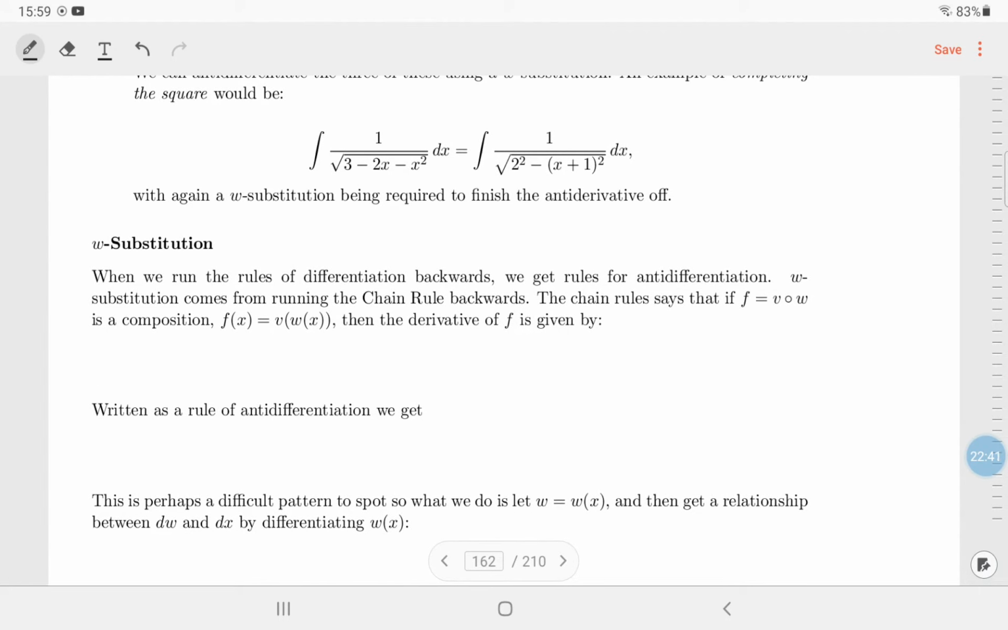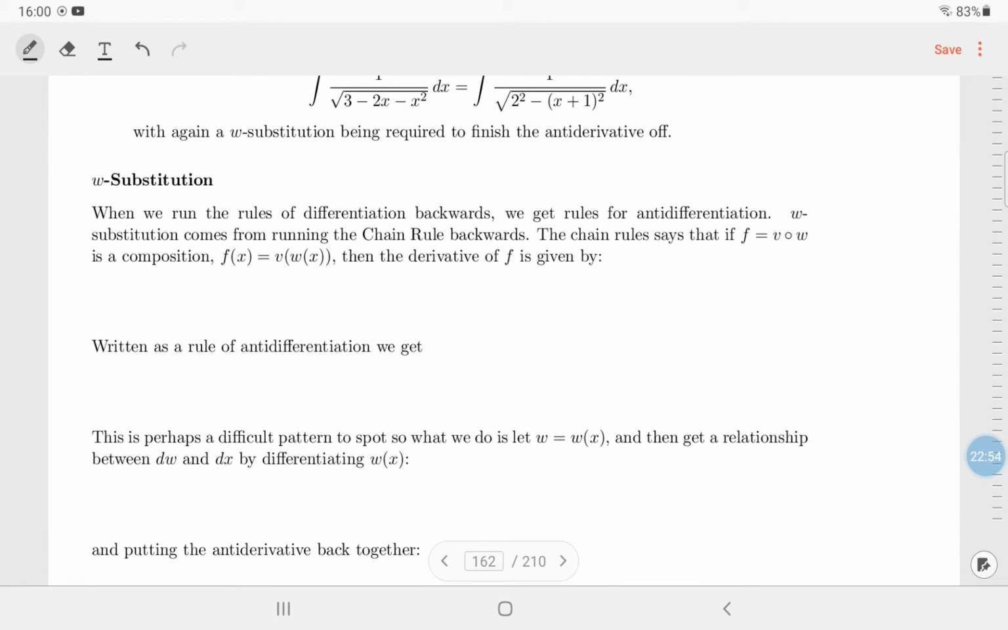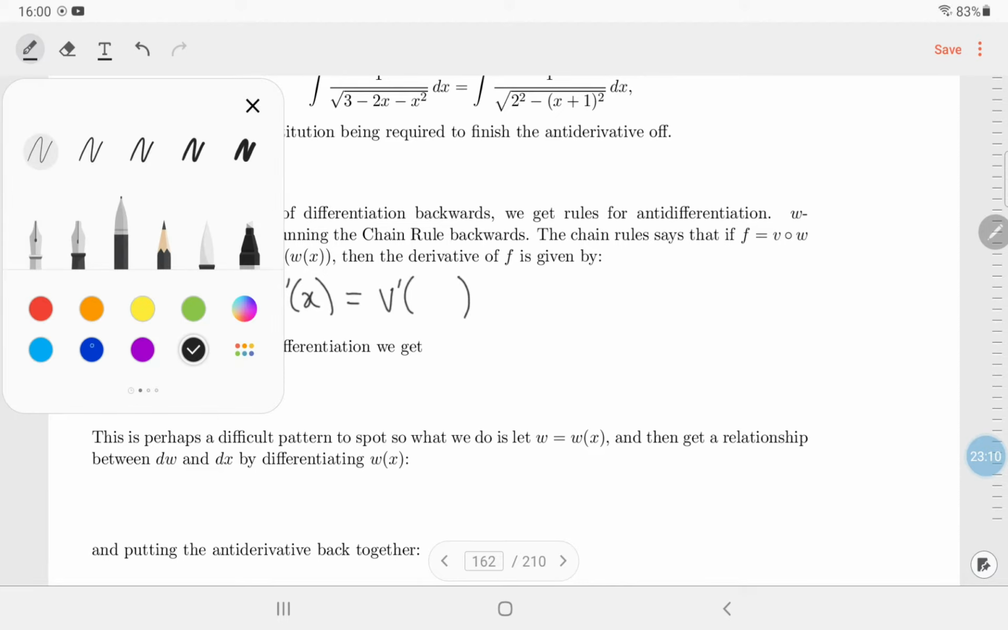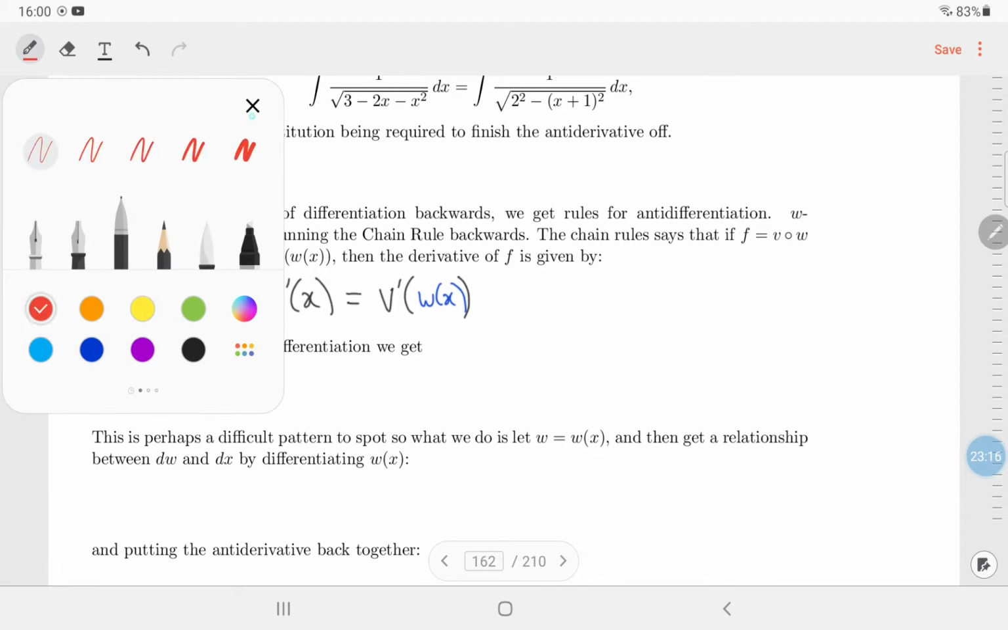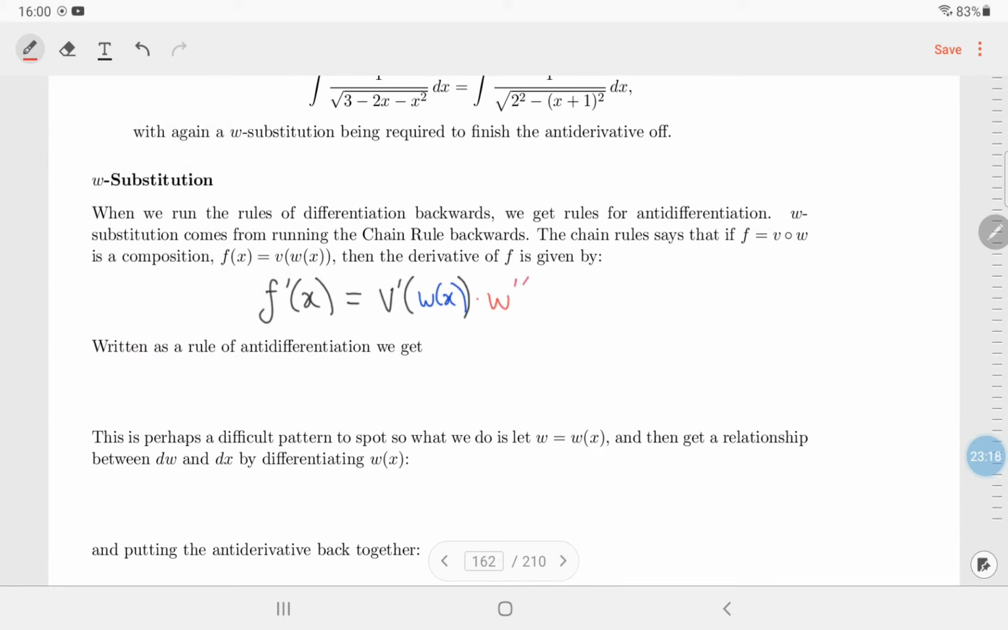Okay, so what do we got here? When we run the rules of differentiation backwards, we get rules for anti-differentiation, and w substitution comes from running the chain rule backwards. Okay, so what does the chain rule say? The chain rule says that if you want to differentiate a function with an outside and an inside, you differentiate the outside, so I'll write that as v dashed, evaluate at the inside, w of x, and then times the derivative of what's inside, times w dashed of x.